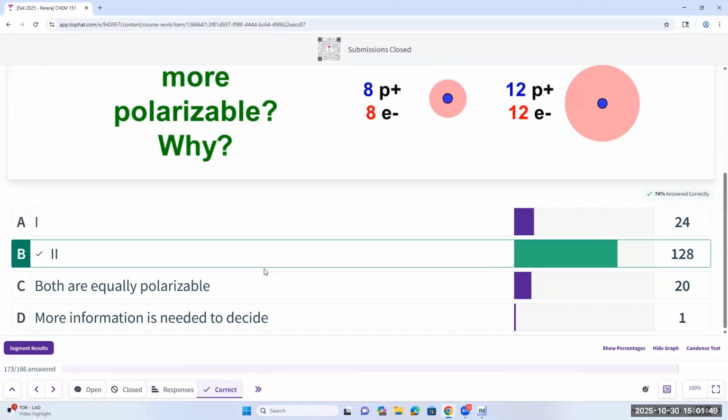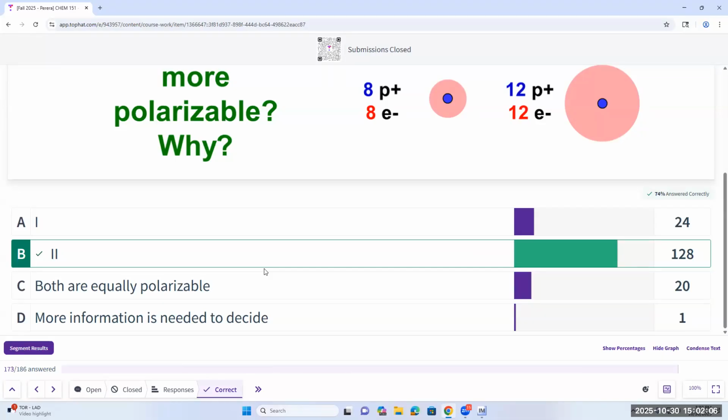Why did you pick 2? Anybody? Cadence, go ahead. Because number 2 has more electrons. Exactly, that is it.